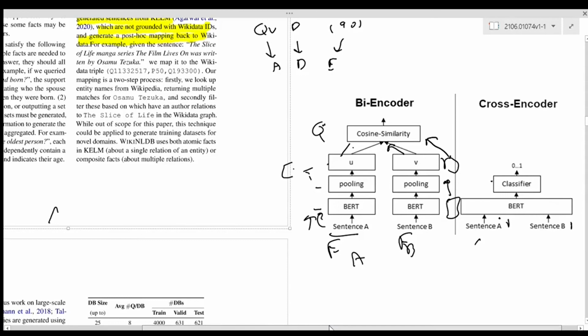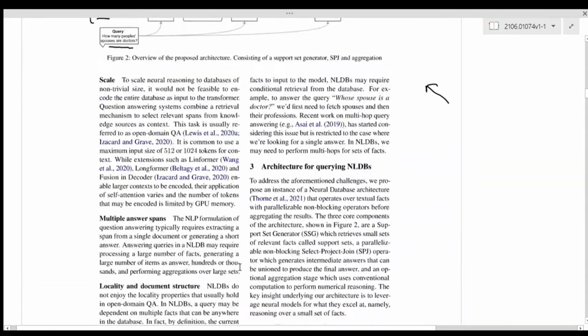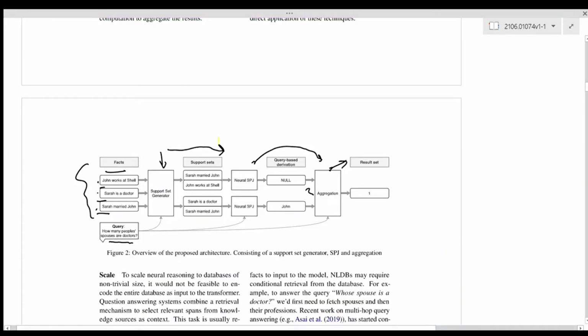Now we have understood the support set for the neural SPJ model. Based on that, the values will be provided to the neural SPJ, where the operator would return three types of output. If there is some context around the support sets, it will provide the values from the support sets that actually match the queries.